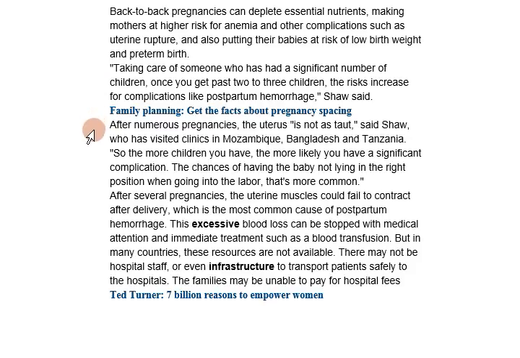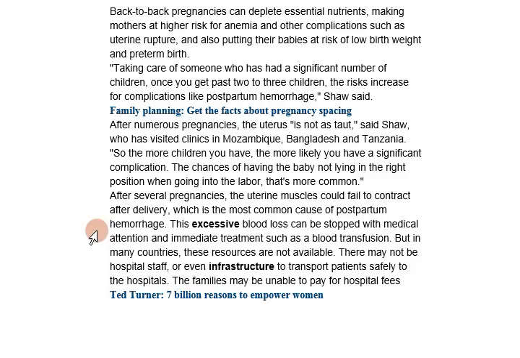After numerous pregnancies, the uterus is not as taut, said Shaw, who has visited clinics in Mozambique, Bangladesh, and Tanzania. So the more children you have, the more likely you have a significant complication. The chances of having a baby not lying in the right position when going into labor, that's more common. After several pregnancies, the uterine muscles could fail to contract after delivery, which is the most common cause of postpartum hemorrhage. This excessive blood loss can be stopped with medical attention and immediate treatment, such as a blood transfusion.